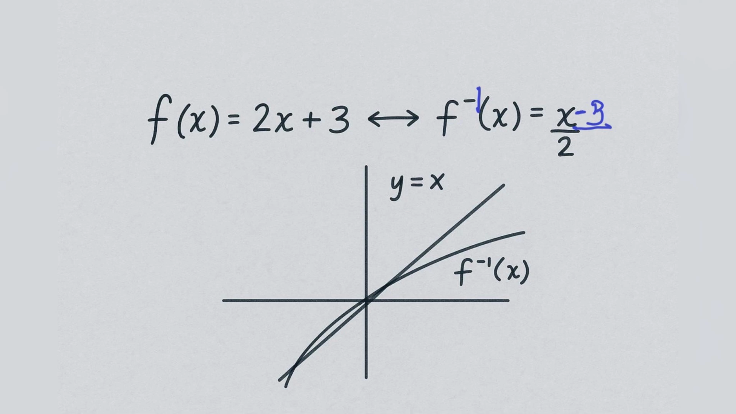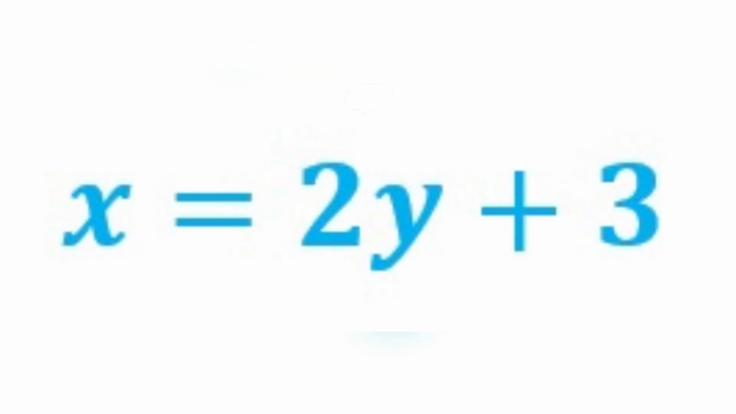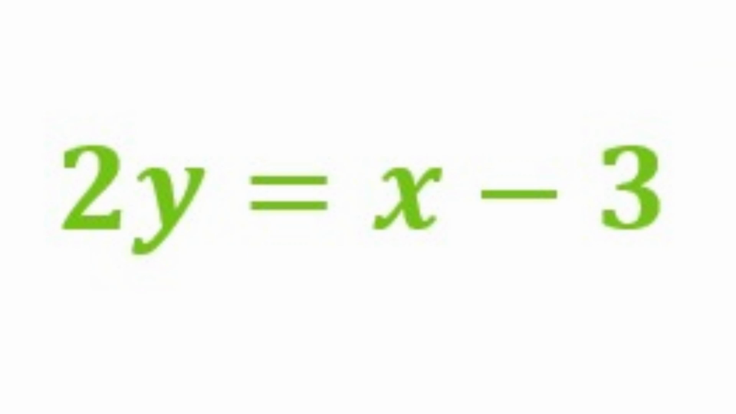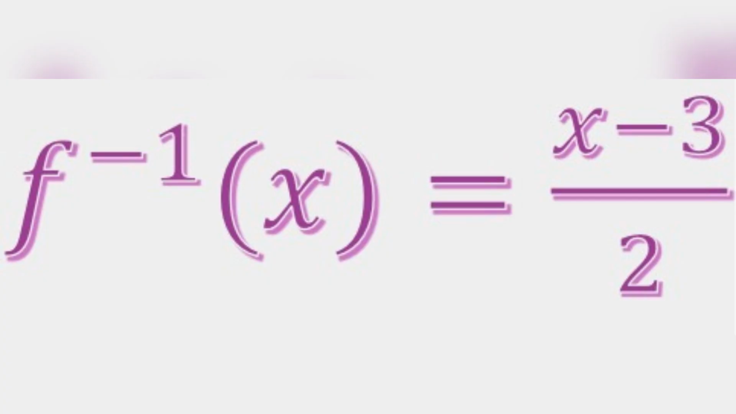For example, say a function is 2x plus 3. Then the inverse of this function is x minus 3, then divided by 2. Follow these steps. First, replace f(x) with y. y equals 2x plus 3. Next, swap x and y. x equals 2y plus 3. And then solve for y. 2y equals x minus 3. Then y equals (x minus 3) divided by 2. The inverse of the function is (x minus 3) divided by 2.